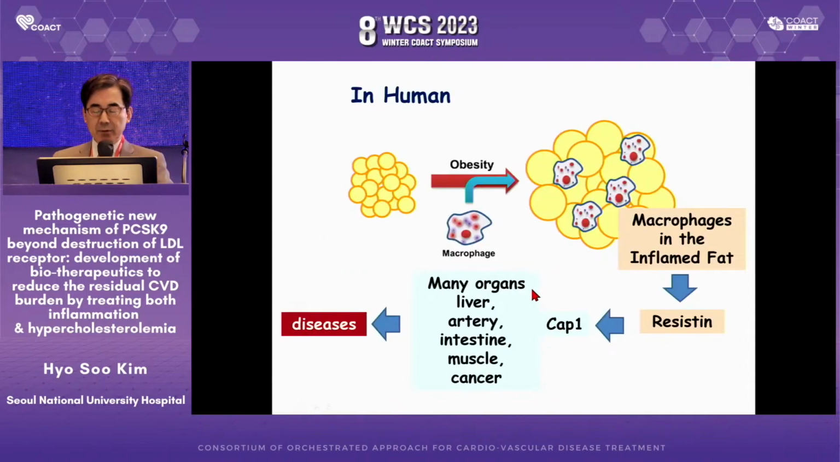For the last 10 years, our lab focused on the big picture, how the resistin-CAP1 axis induces many disease conditions. First, in the obese abdominal fat, we have many infiltrating macrophages that express high levels of resistin. Interesting finding: CAP1 is ubiquitously expressed in the whole human body: liver, artery, intestine, muscle, even cancer cells. Thus, interaction of resistin from monocytes and CAP1 in many parenchymal cells leads to disease.